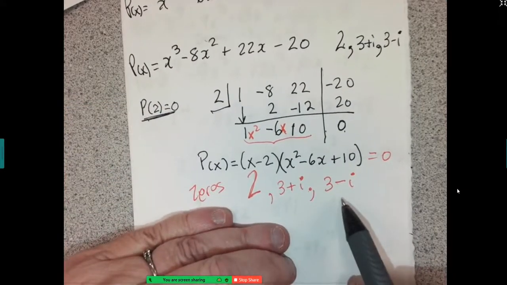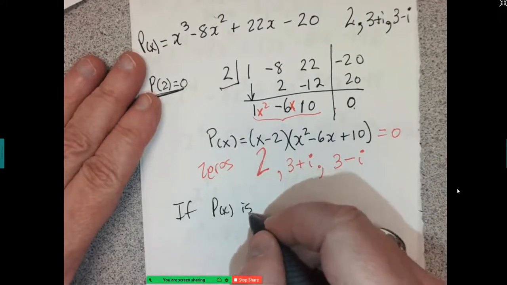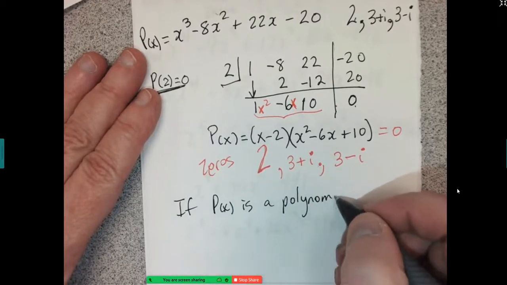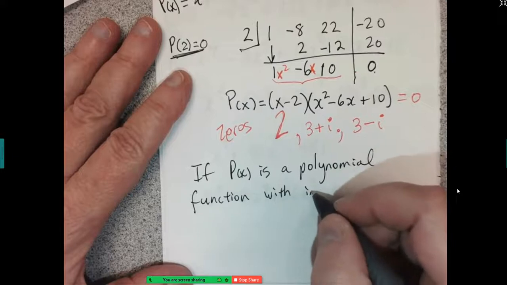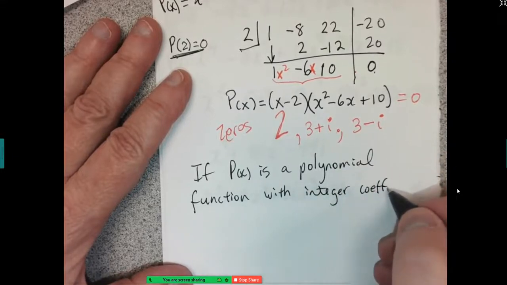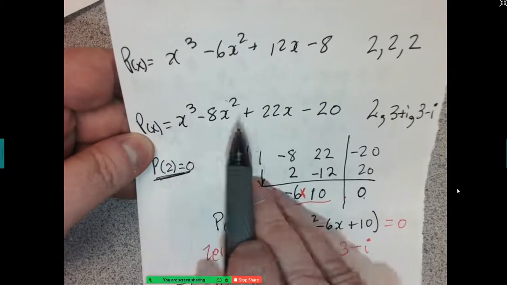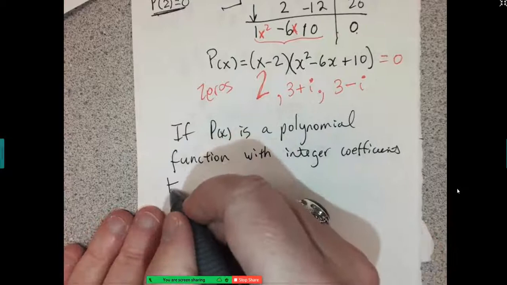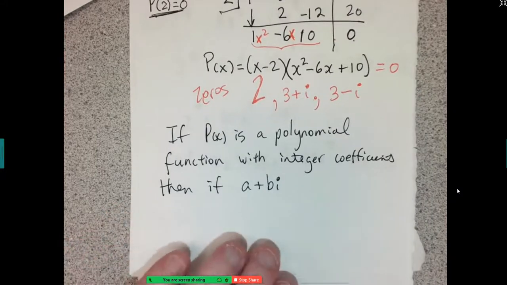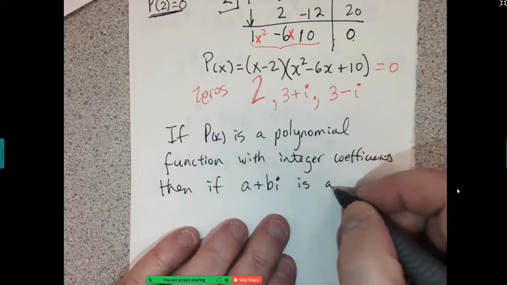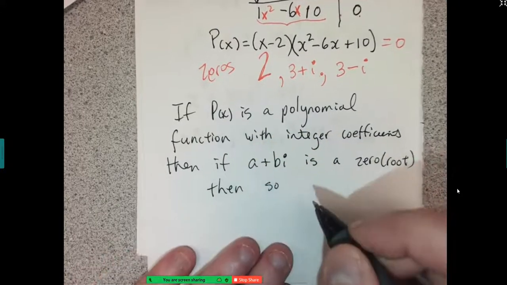Now this raises the next thing that I want to talk about: if p of x is a polynomial function with integer coefficients, and we can see here this polynomial function certainly had integer coefficients, then if a plus b times i, so that's a generalized complex number, if a plus b times i is a zero or a root, they mean the same thing, and so is its conjugate.